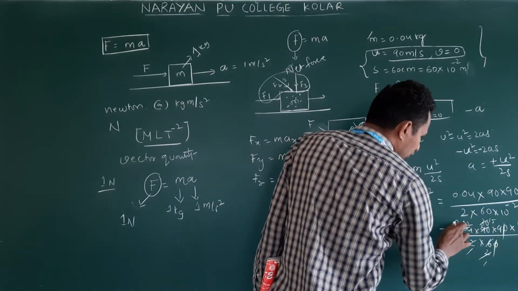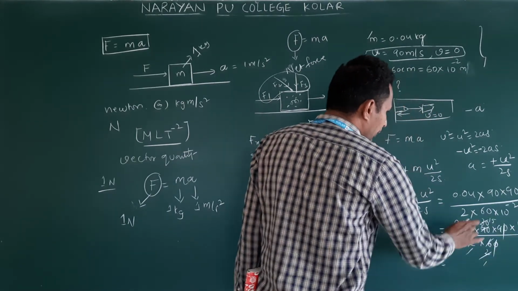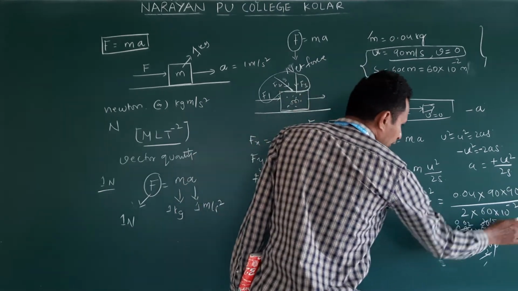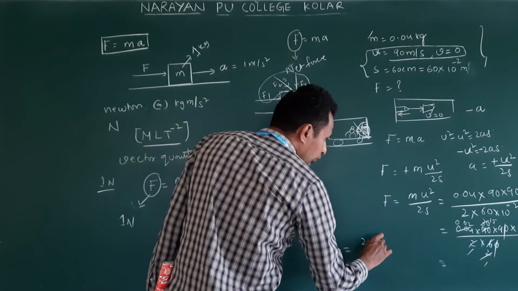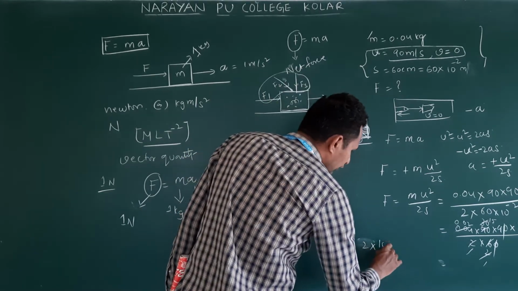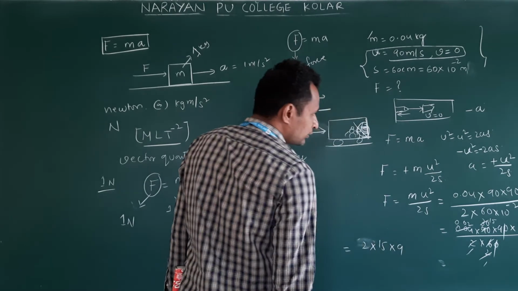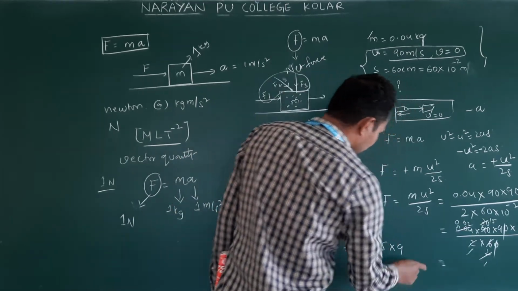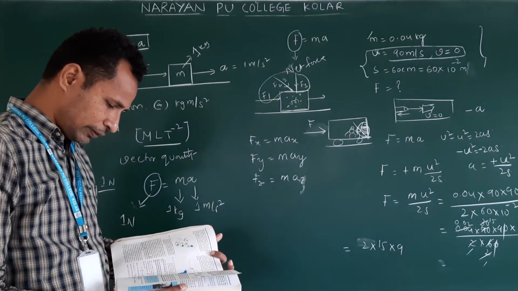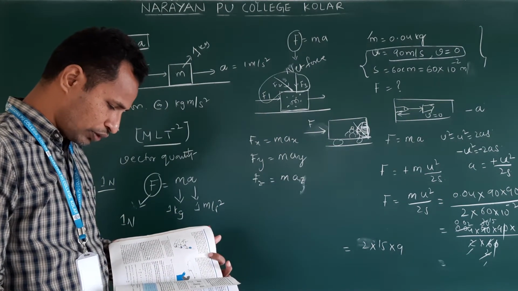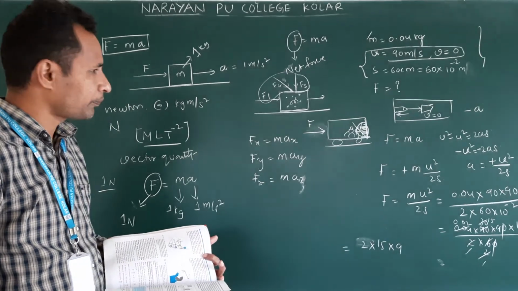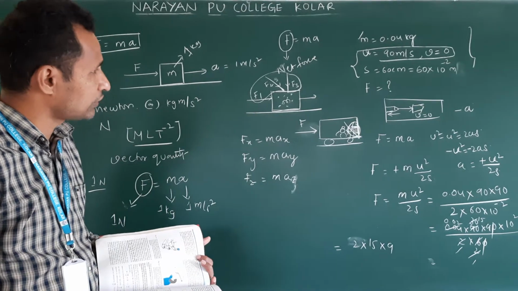This is 10 power 2 is there, 0.02 is there. Then what will happen? I am writing the solution here. 0.02 into 10 power 2, what is that? 2. There is no denominator. So 2 into 15 into 9. Am I correct? Right. Multiply, you will get the answer. 30, 30 into 9. U square by 2S. Yes. 2 into S, 60, right?